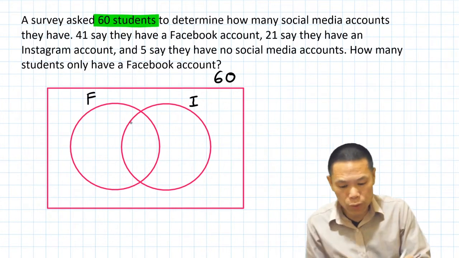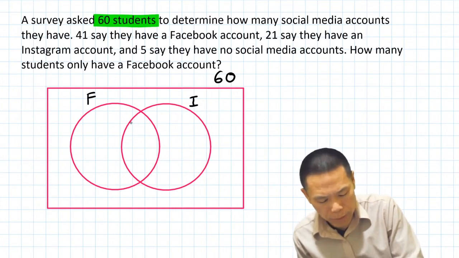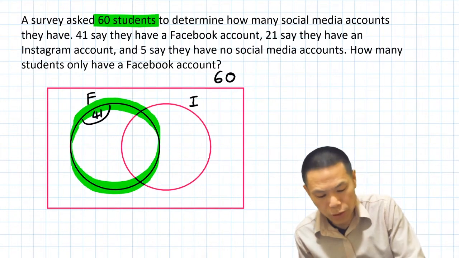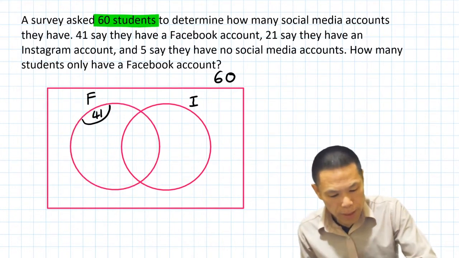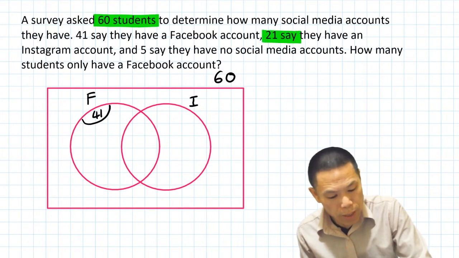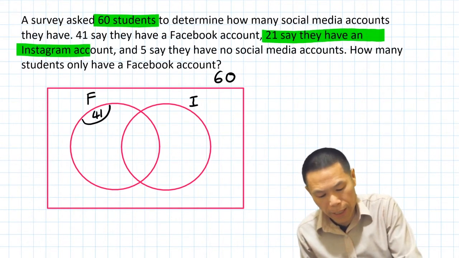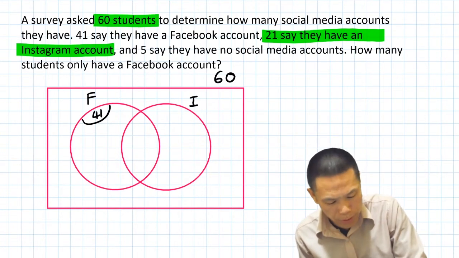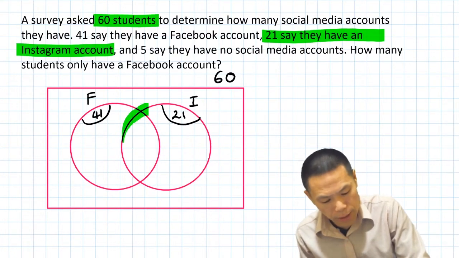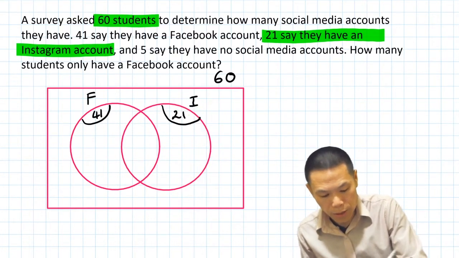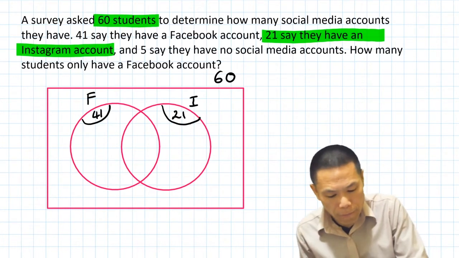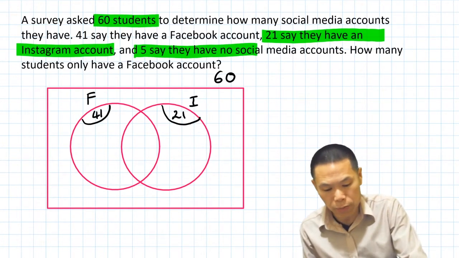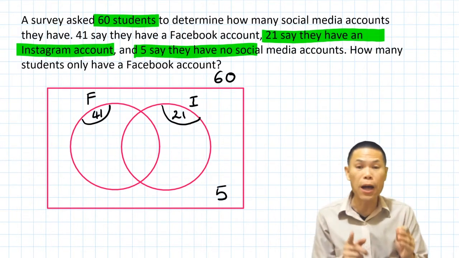Okay? And 41 of them say they have a Facebook account. So 41. So this circle here is 41. Don't forget, okay, in this circle here. So please keep that in mind. And then 21 say they have an Instagram account. So 21 of them. So in here must be 21. So in another word, in this circle here must be 21. And next one is 5 say they have no social media account. So that means outside here is 5.